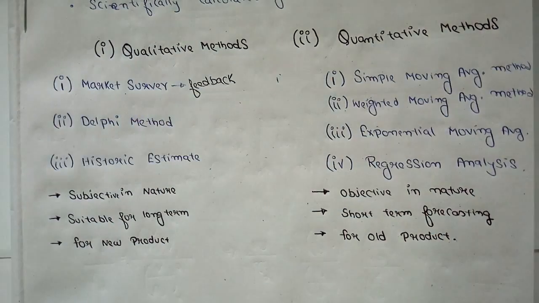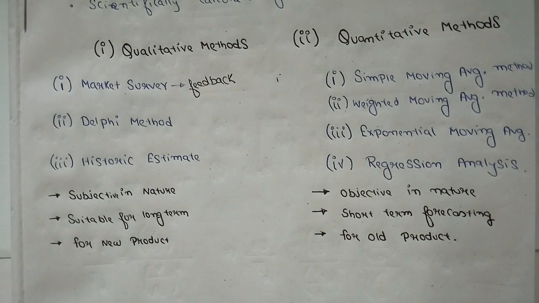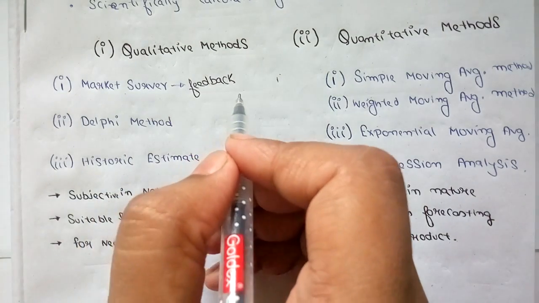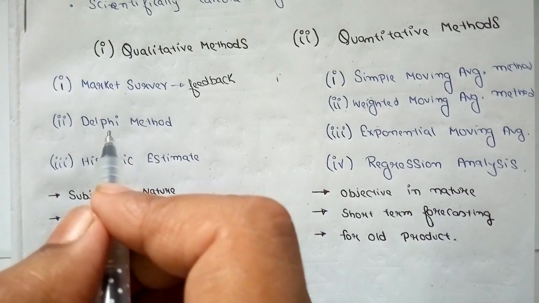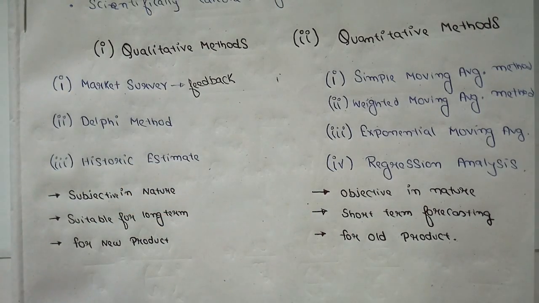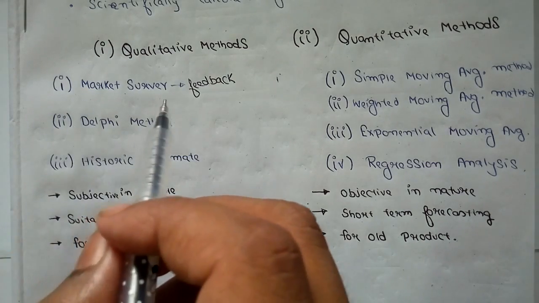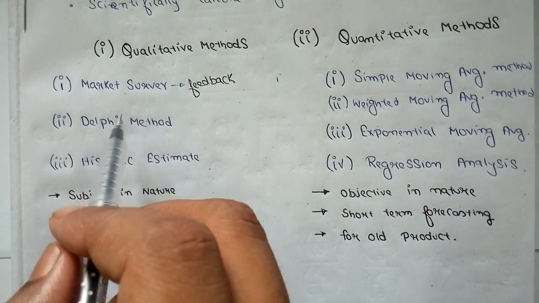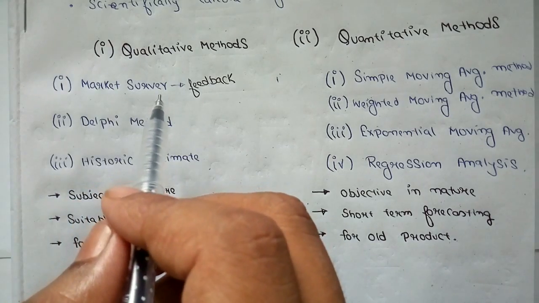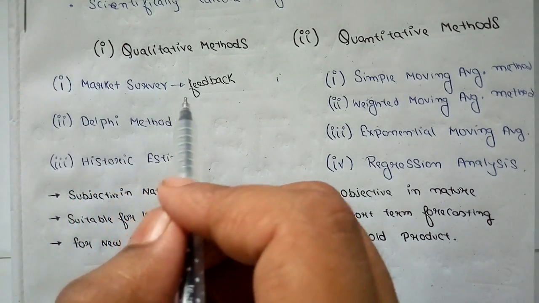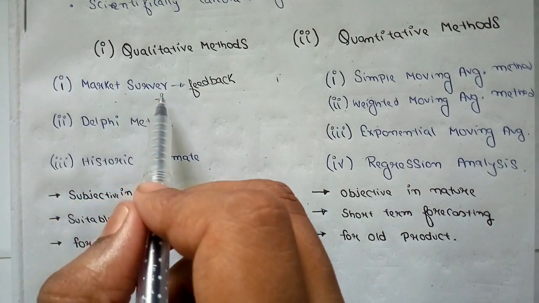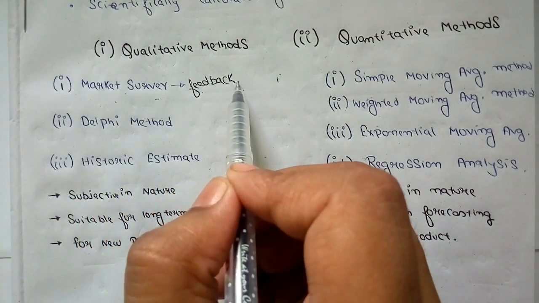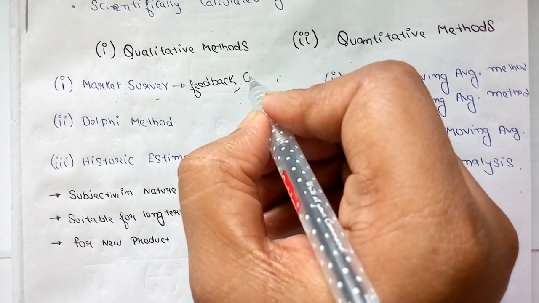In this method we go to customers randomly and ask for their feedback about the product which we are going to manufacture. We go to the customer and directly ask them about this product and their requirement. According to that we can forecast or predict our future demand, right? Market survey simply means going into the market and surveying. One method can be feedback, another can be questionnaires.